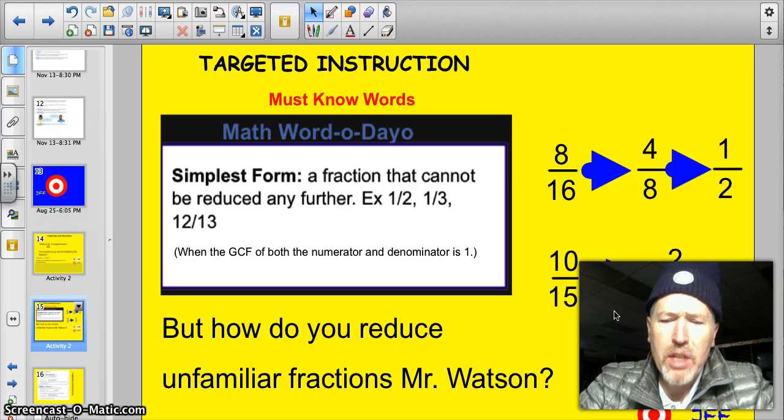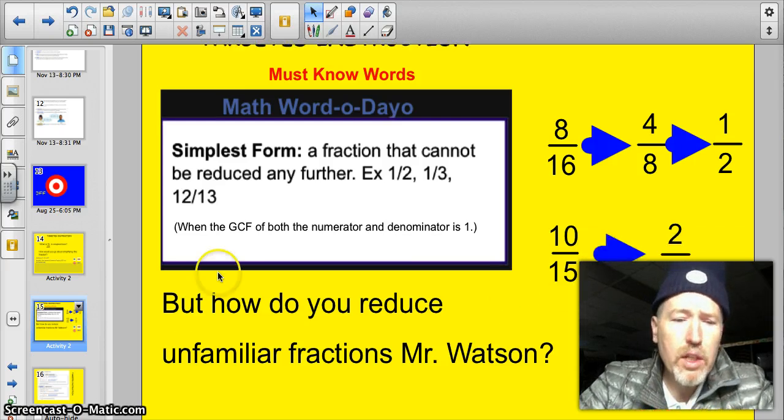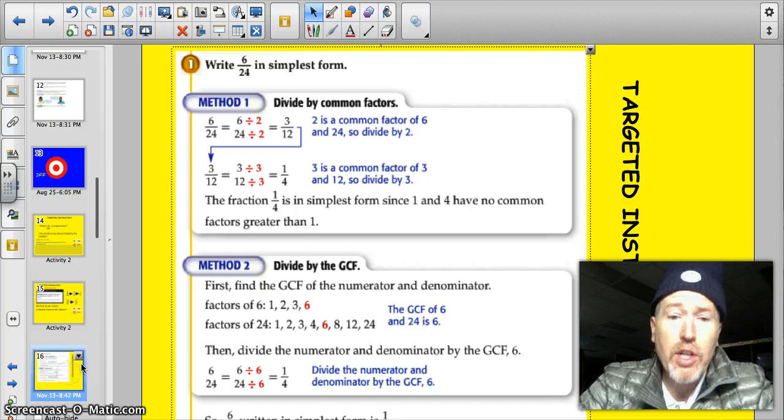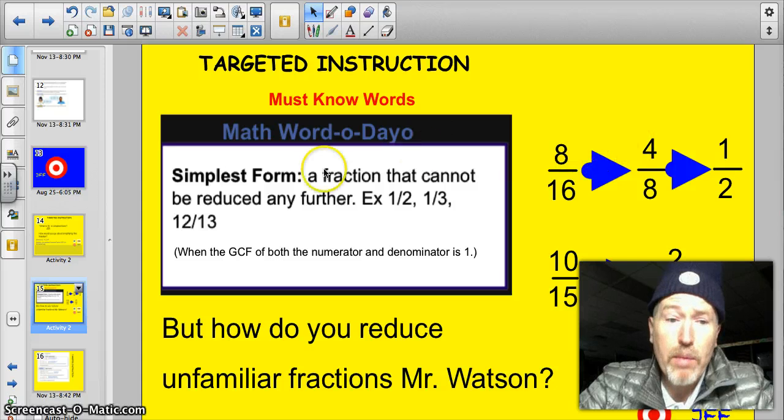But how do you reduce these unfamiliar fractions, Mr. Watson? If I had a funny looking hat, I'd wear it right now, because Watson always wore funny looking hats. The book actually has a very nice page in it that does a good job of explaining two different methods. First of all, just dividing by common factors. That's what I did in that first example here. I just went ahead and divided by 2, and then I divided by 4.